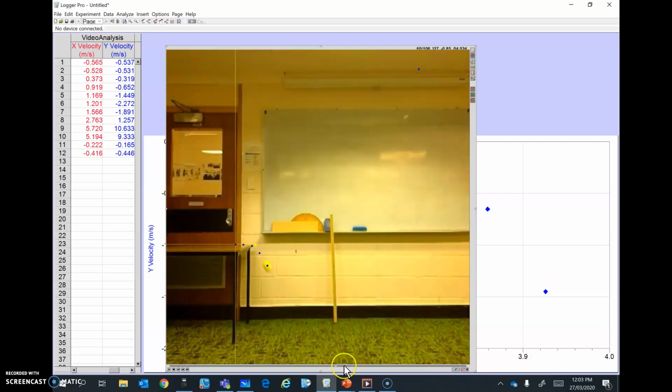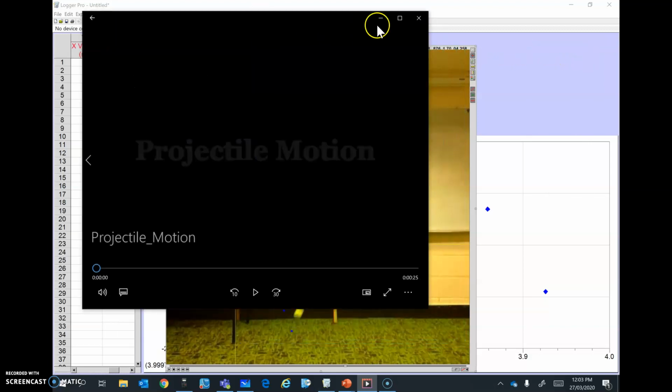So you can see that I'm tracking the motion in LoggerPro and it traces out that parabolic path. So it projected horizontally and at the moment it leaves the table it begins accelerating towards the Earth. Now we examine this motion in terms of two components, and those components are vertical and horizontal motion. So I'm going to show you this video here.